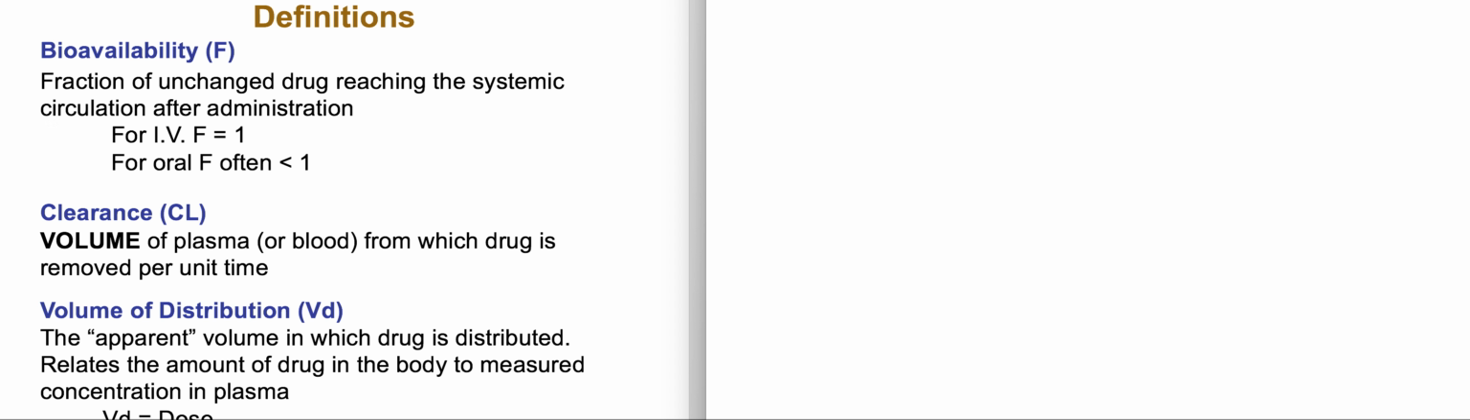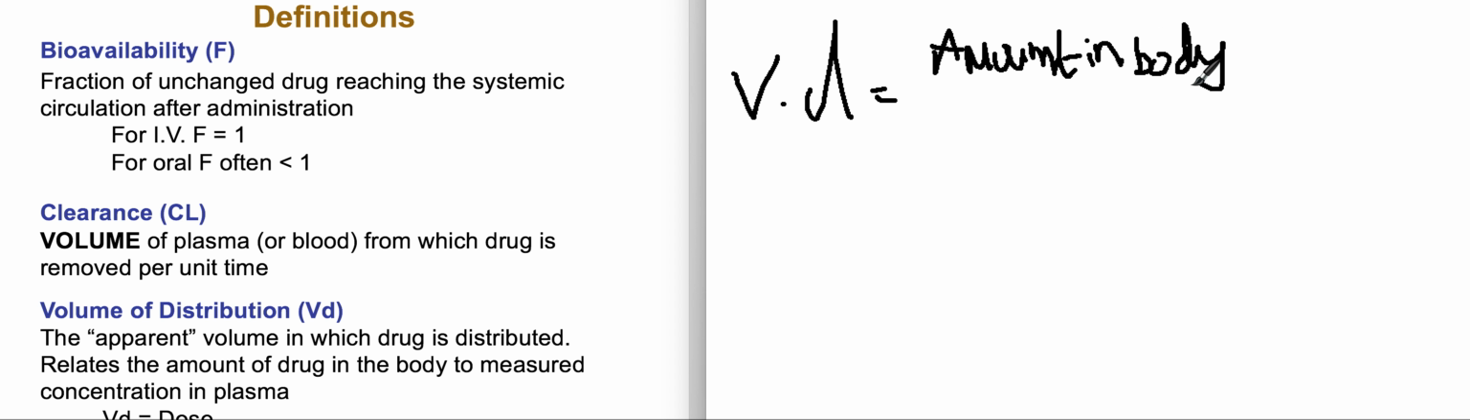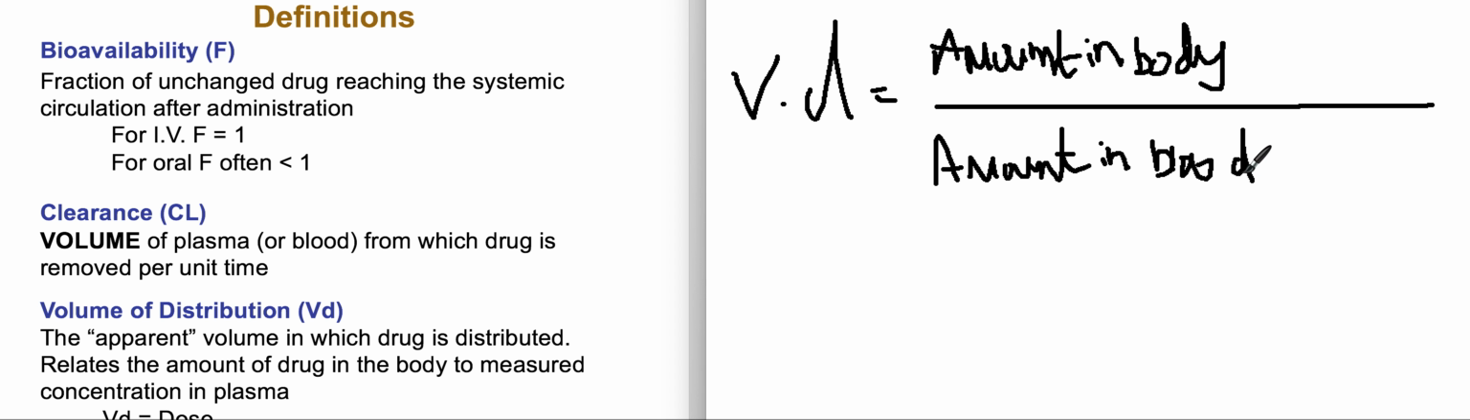So if I was to write that out, VD is equal to the amount in body divided by the amount in blood. Right, so this basically shows the distribution, the apparent volume in which the drug is distributed. So the amount of drug inside the body divided by the amount in the blood.